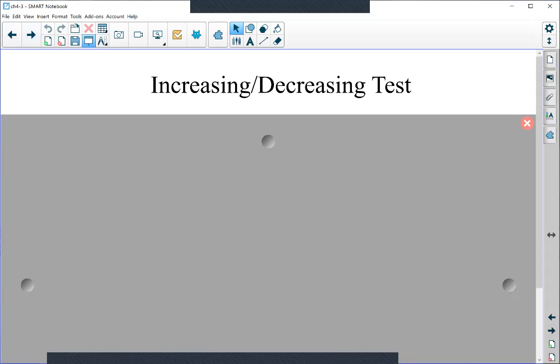All right. So a test to tell whether a function is increasing or decreasing.